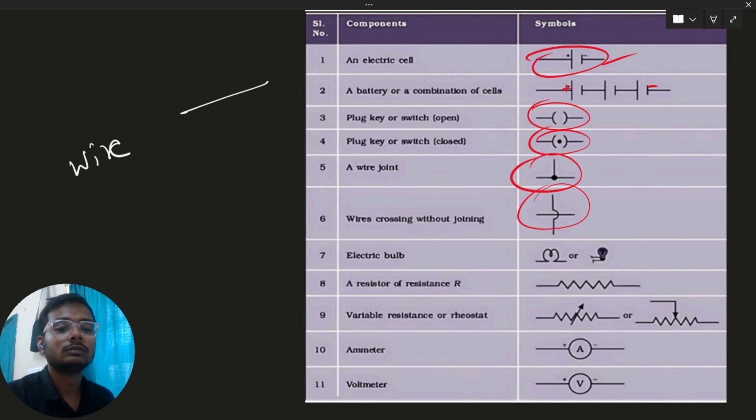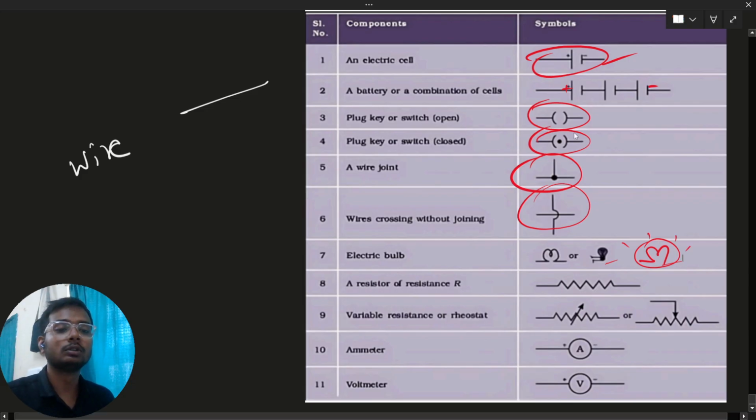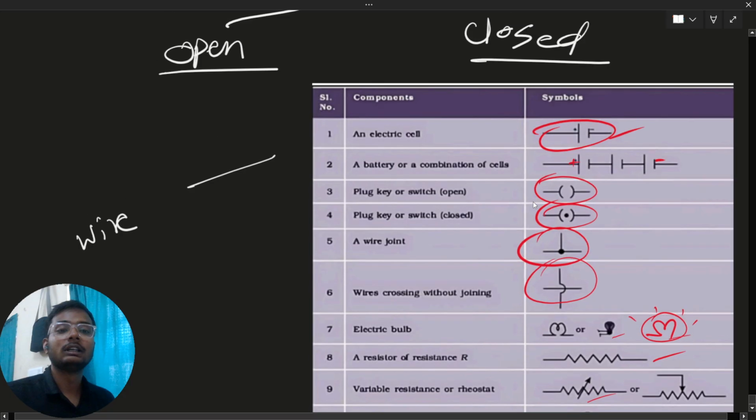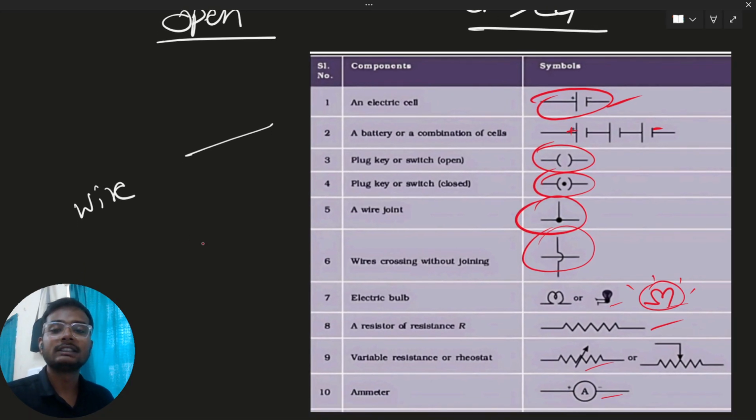Electrical bulb, okay, shown like this one. अच्छा, when the bulb glows, ठीक है, ऐसे नहीं. Okay, so we do like this one, so to show that the bulb is glowing. Resistor क्या होता है आगे चैप्टर में बात करेंगे. रियोस्टेट ये होता है, ये मीटर होता है, ये वोल्ट मीटर होता है. ठीक है. स्विच जो है कभी कभी हम ऐसे भी यूज करते हैं.